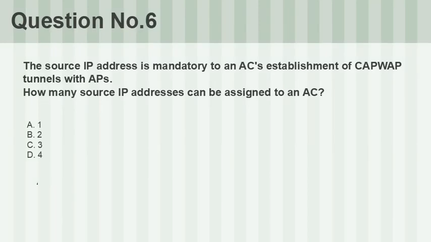Question number 6. The source IP address is mandatory to an AC's establishment of CAPWAP tunnels with APs. How many source IP addresses can be assigned to an AC? A. 1 B. 2 C. 3 D. 4 Answer: D.